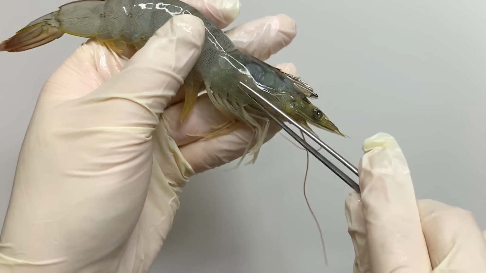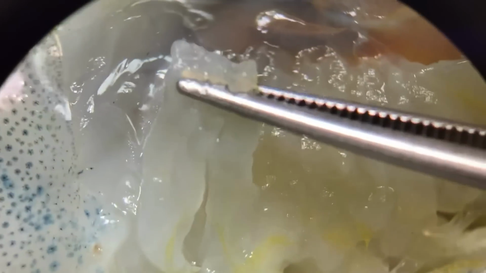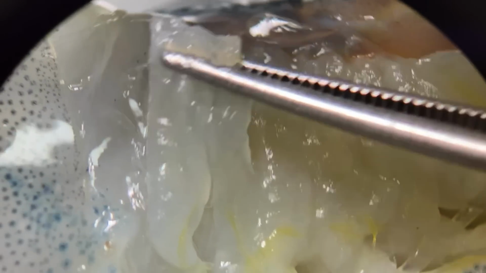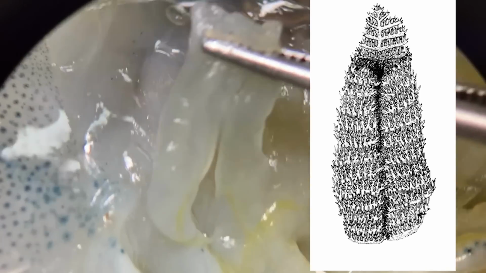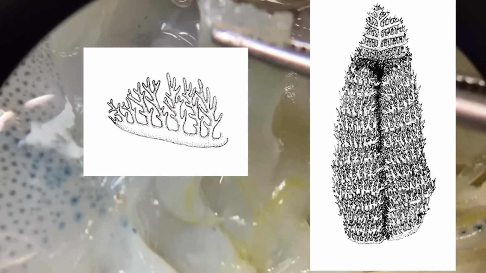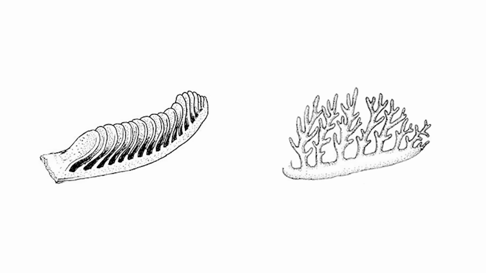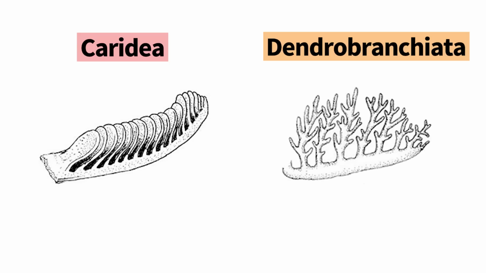On the other hand, if you zoom in on the gills of the whiteleg shrimp, it might be subtle, but they do look a bit different, don't they? The gills of the Dendrobranchiata suborder have a branched, dendritic structure, hence the name Dendrobranchiata. This highlights another distinction in gill structure between the Caridea and the Dendrobranchiata suborders.